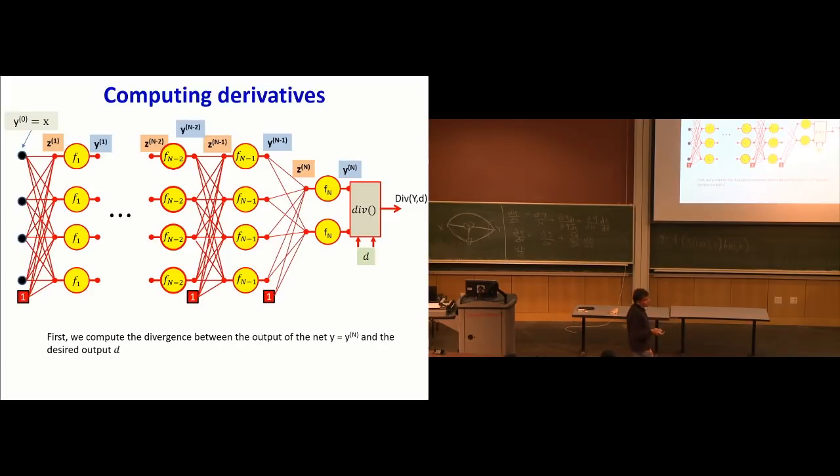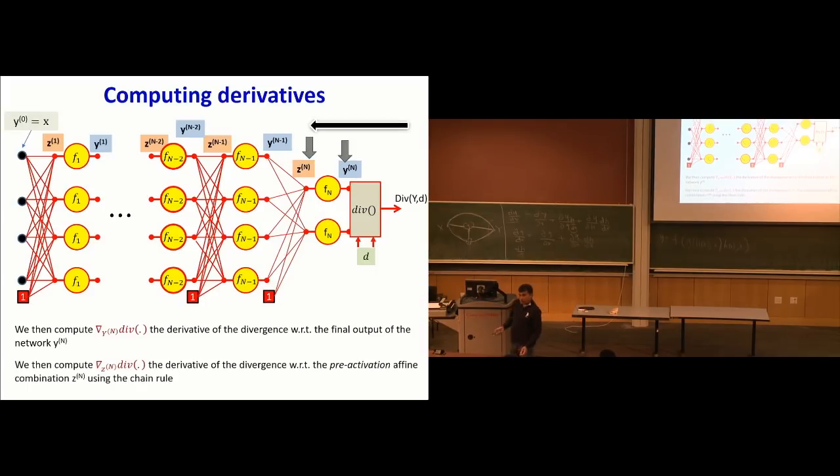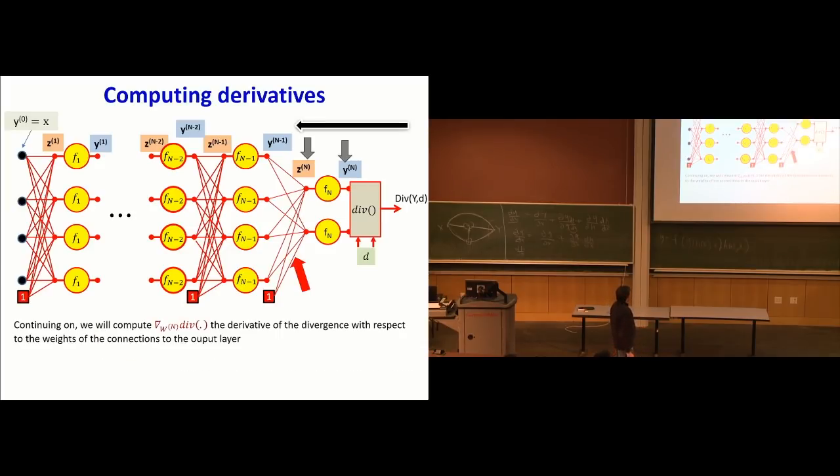And then here's the process by which we are actually going to compute all of our derivatives backwards. First, we will compute the derivative of the divergence with respect to the output of the network. Then using the chain rule, we are going to use those derivatives to compute the derivatives with respect to the affine combinations that go into the output activations. Then using the chain rule again, we are going to use these derivatives to compute the derivatives with respect to the weights in that layer.